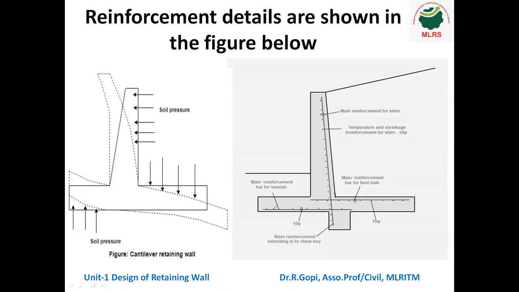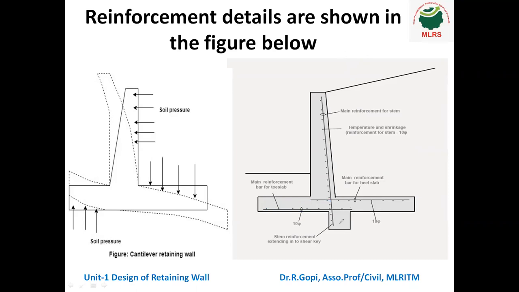Coming to the toe slab, the main reinforcement bar for the toe slab. In this toe slab, you can see the deflected shape. The crack occurs at the bottom only, so we have to provide the reinforcement at the bottom. This is the toe slab reinforcement, so tension occurs on the bottom.